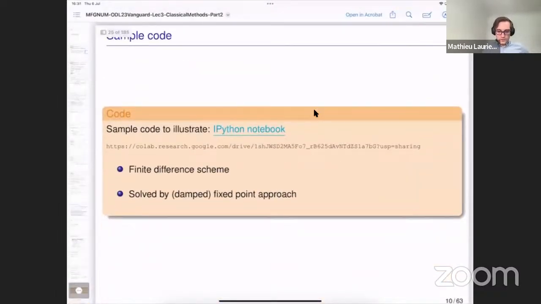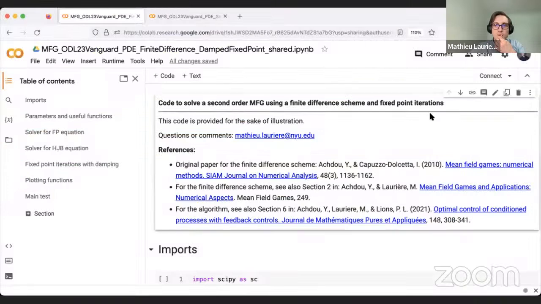So here there is a sample code. Maybe I can show it now. Let's see. Okay, I need to change the screen here. Okay, so I think you can see it now.